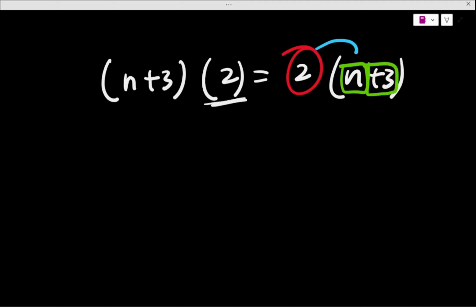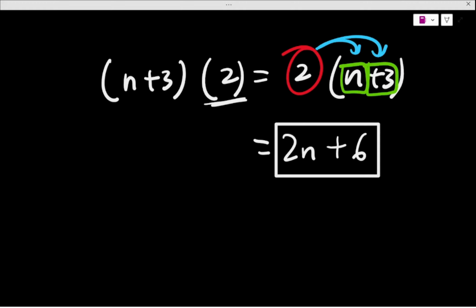Third, let's distribute this 2 into each of the boxes. So what do we get? 2, and it's being distributed to n, so it's 2n. 2 is also being distributed to plus 3, so it becomes 2 times plus 3, which is plus 6. And that's your final answer.